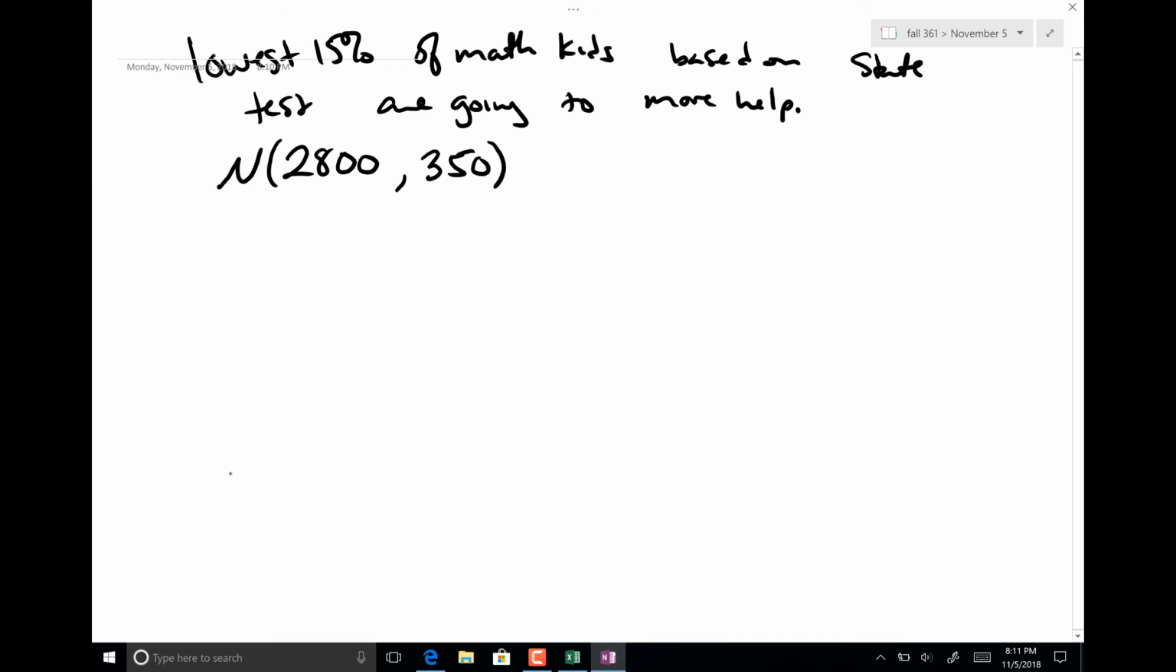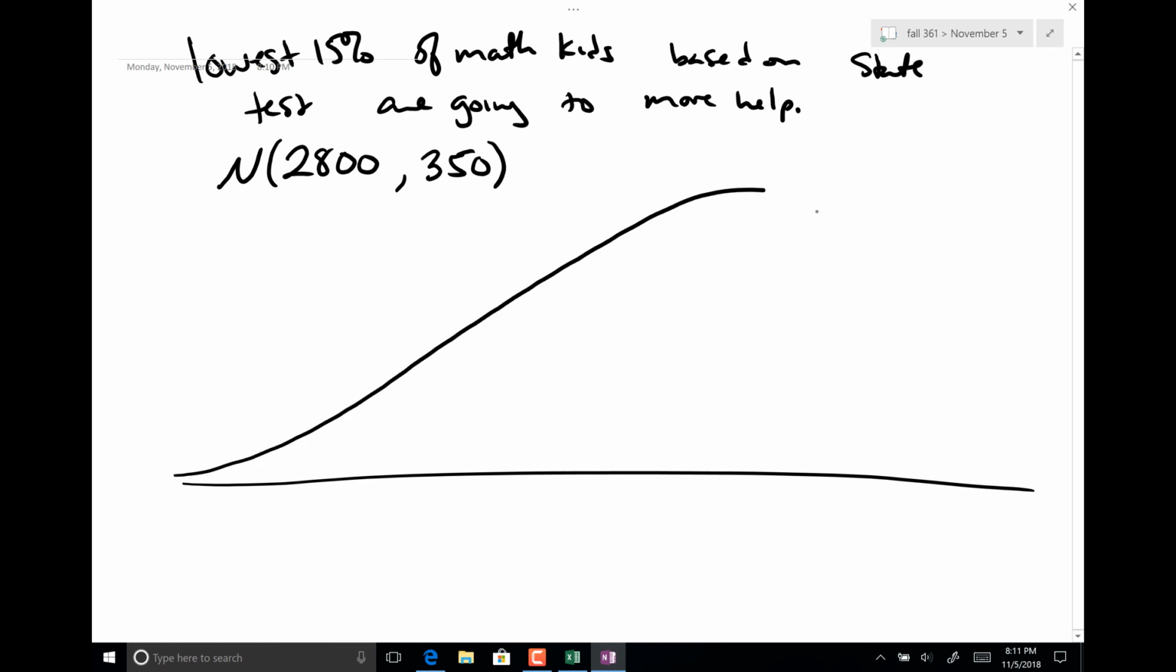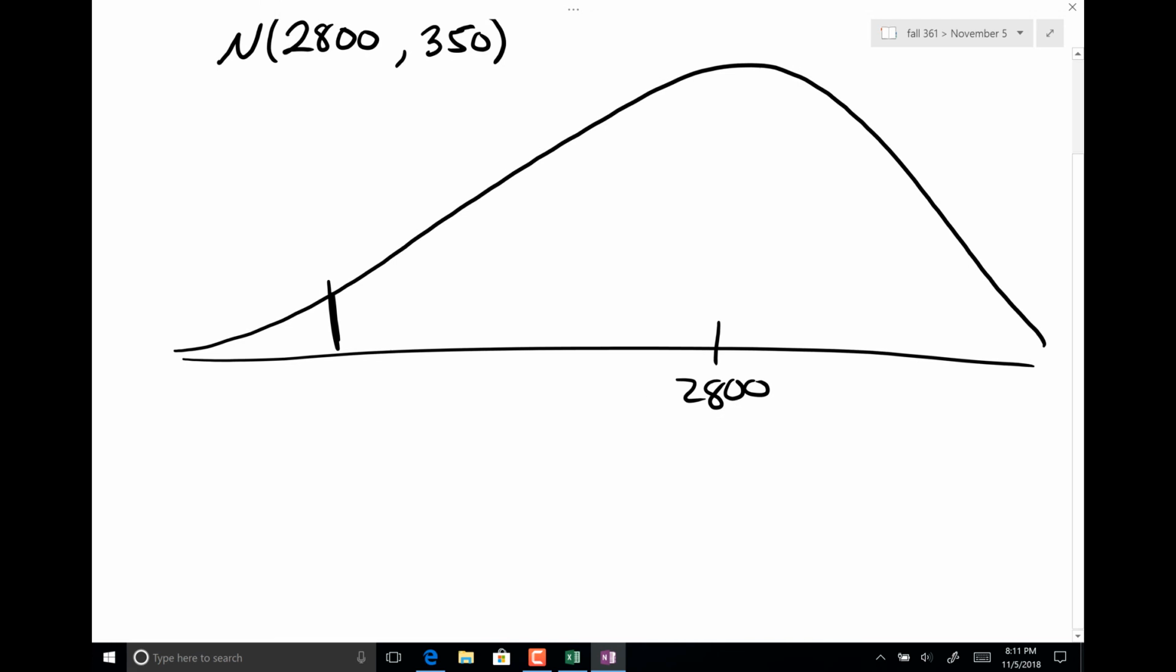Where would the lowest 15% be? I mean, here we have right here 2,800, right? Okay. So it's somewhere over here, yes? I don't know where, right? I want to know this cutoff score, if you will, yes? Here's what we're going to do. We're going to make ourselves a z-score.